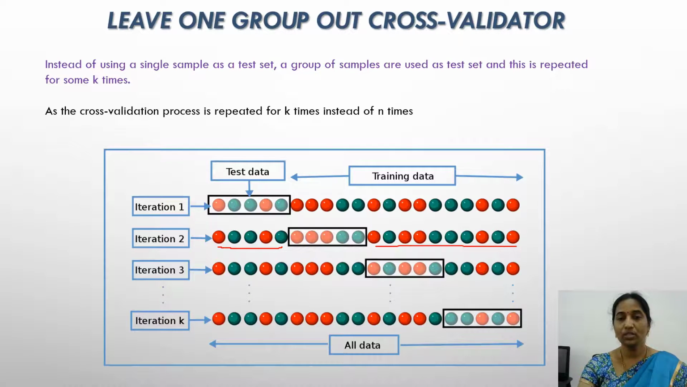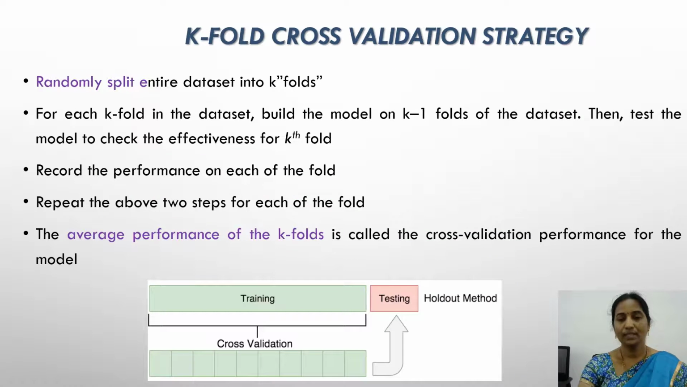The advantage of using leave one group out rather than leave one sample out cross validation is that there the model is executed n number of times, which is computationally heavy. Here the model is executed k number of times, so it is computationally less expensive than the previous strategy. Now we'll see the next strategy called KFold cross validation.